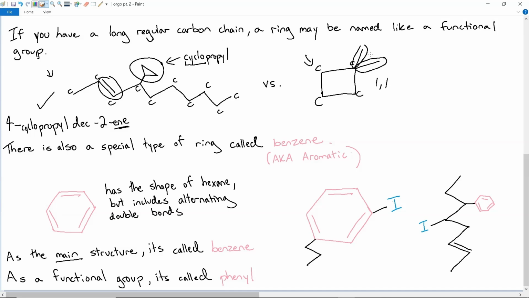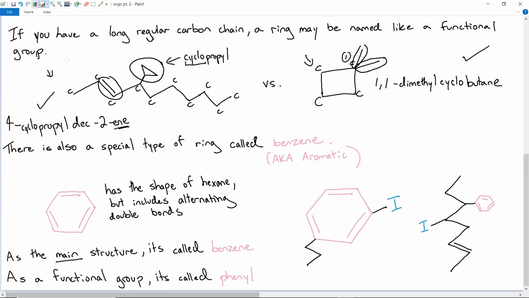So we're going to say that this is the first carbon to lower our numbering. And then we have 1,1-dimethyl, because we've got 2 of them, cyclobutane. And that would be correct.